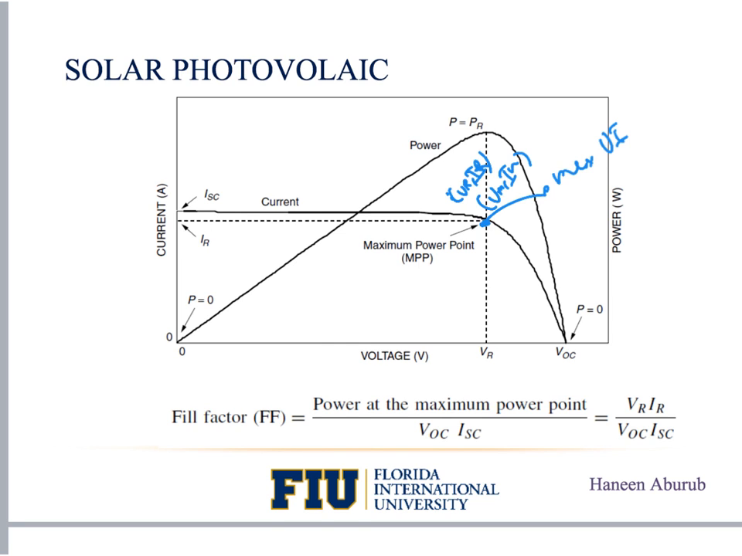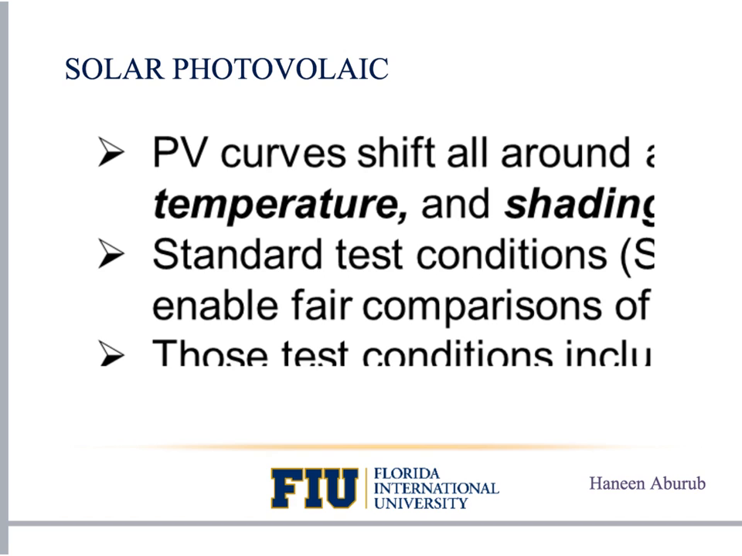Now there is another quantity that we can use to characterize the PV module, which is called the fill factor, as shown here. The fill factor is the power at the maximum power point divided by V open circuit times I short circuit. So it's VR times IR over V open circuit times I short circuit. It seems that there is something wrong with this slide, but it's okay, I will explain it. Now PV curves shift all around as the amount of insolation, the temperature, and shading of the cell varies.